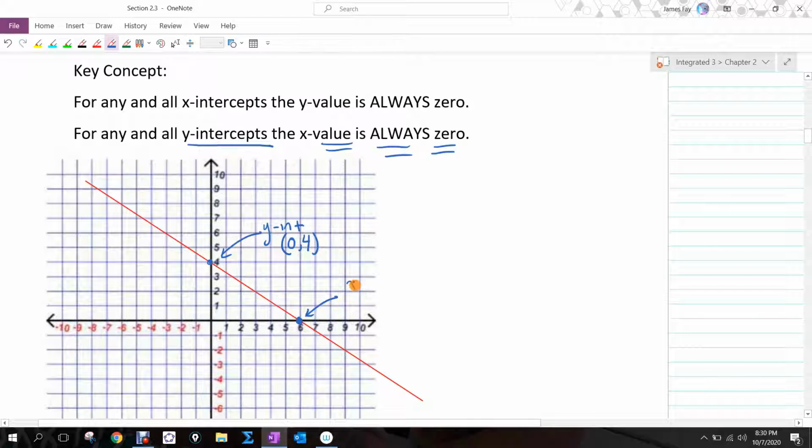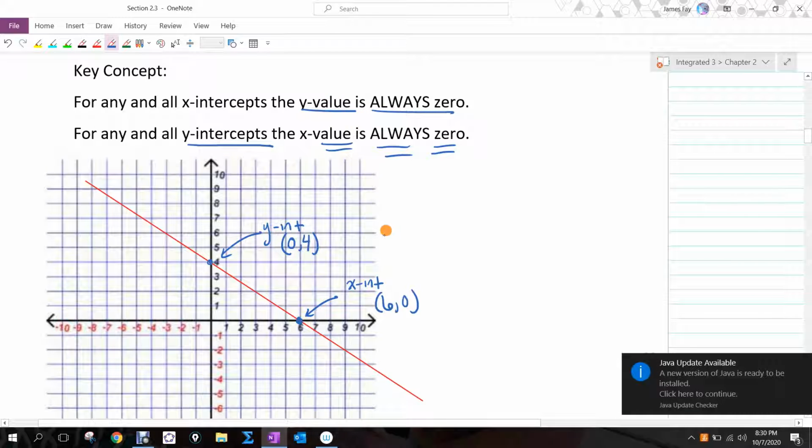Your x-intercept, the x value, now from 0, 0, we got to go over 6. But then we do not go up or down to get to that point from 0, 0. So my y value is 0. So for the x-intercept, the y value is always 0. And that's what we're seeing right there.